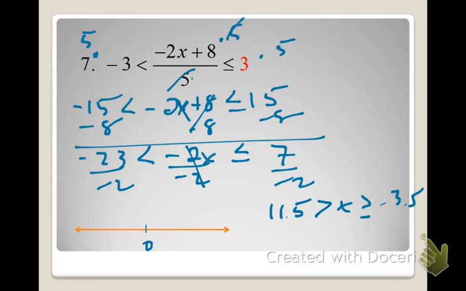So we need a 0 here, negative 3 here, negative 4, and then maybe go 11 and 12 here. And then we need an open or closed circle on negative 3.5. Yeah, closed. Good. So right here, negative 3.5. And then open or closed on 11.5? Yeah, open, which is right here. And then we're going to shade in between. Okay? Piece of cake, right?